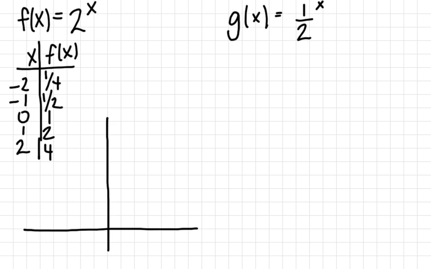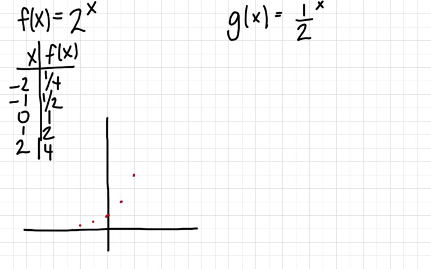So let's plot these points. So at -2, we're just barely above the x-axis at 1/4. At -1, we're at 1/2. At 0, we're at 1. At 1, we're at 2. And at 2, we're up at 4.